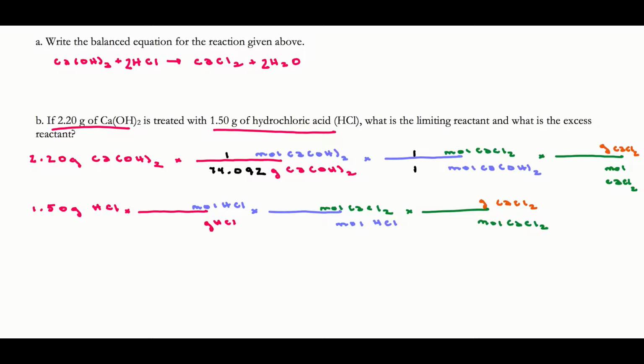And then I need to determine the molar mass of calcium chloride. So calcium has a molar mass of 40.078, chloride is 35.453, and I need to multiply that by 2, okay? So the molar mass I get is 110.984.